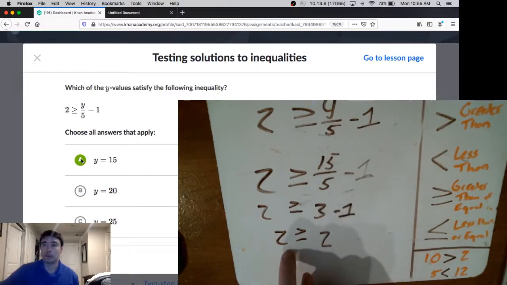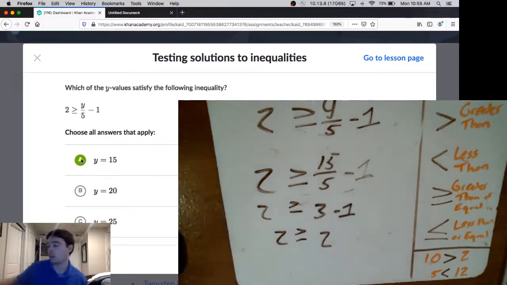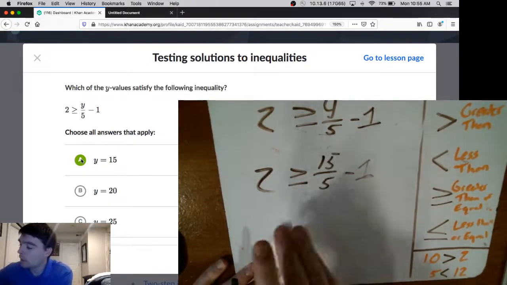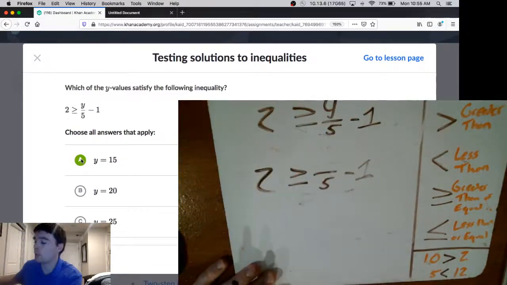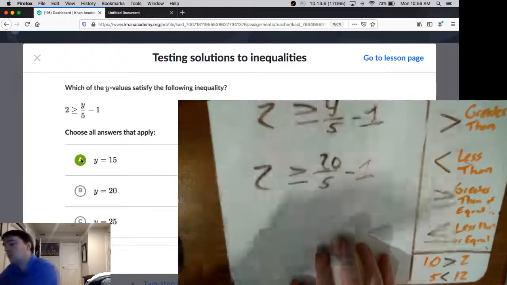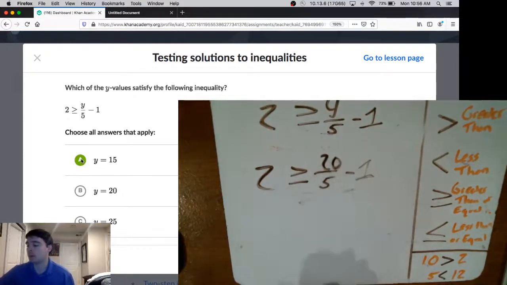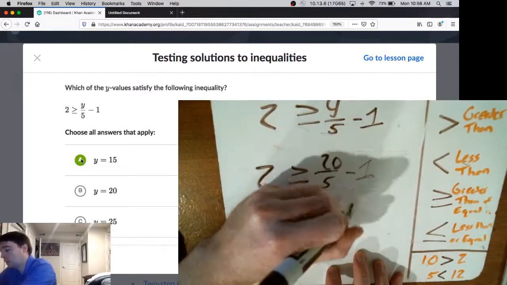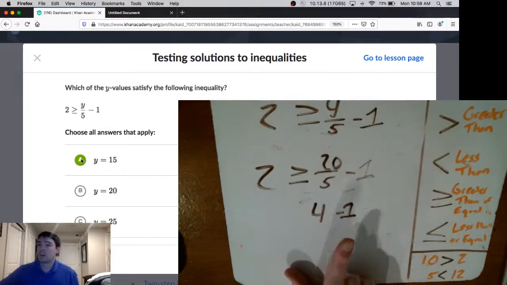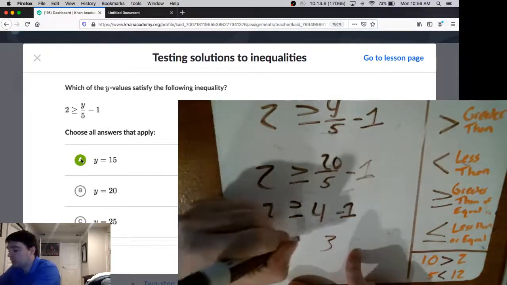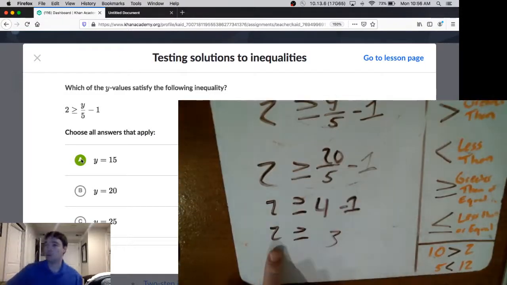Now the next possible answer is I could plug a 20 in for y. So I'm going to erase my work, I'm going to come back here, and this time I'm going to replace y with 20. So it says 2 is greater than or equal to 20 divided by 5 minus 1. I'm going to do that math. 20 divided by 5 gives us 4. So the right side of the expression now says 4 minus 1, and 4 minus 1 is going to give us 3. So now the inequality says 2 is greater than or equal to 3.